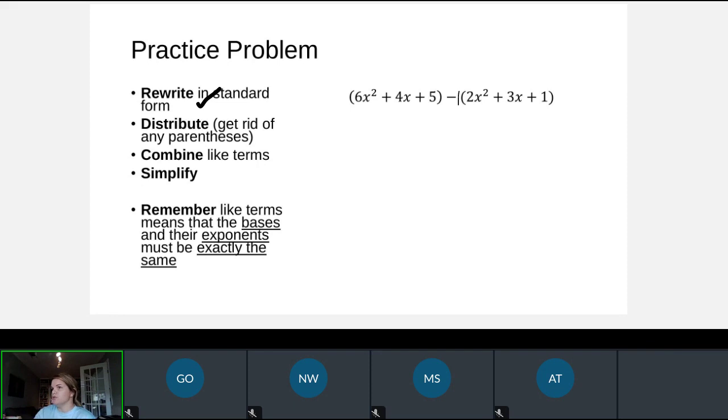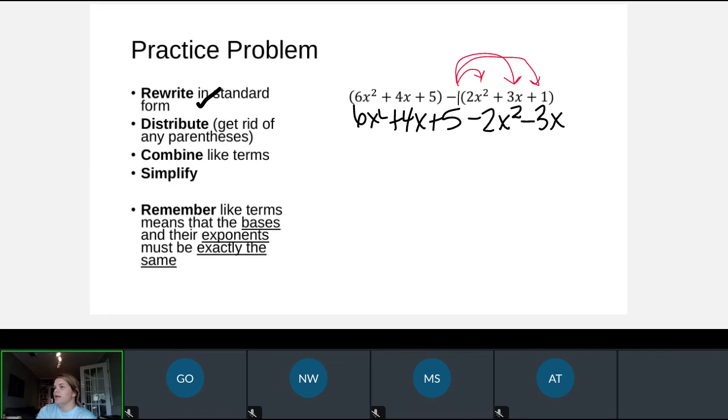So there's two ways you can do this. Some people, I personally, like to actually distribute this out. So I'm going to draw a little arrow, and then I'm going to rewrite that second set. Okay, so I'm going to rewrite my problem. I would have 6x squared plus 4x plus 5. And then negative 1 times 2x squared would be negative 2x squared. Negative 1 times 3x would be negative 3x. And negative 1 times positive 1 is negative 1.